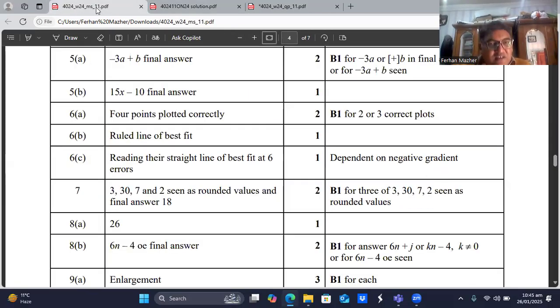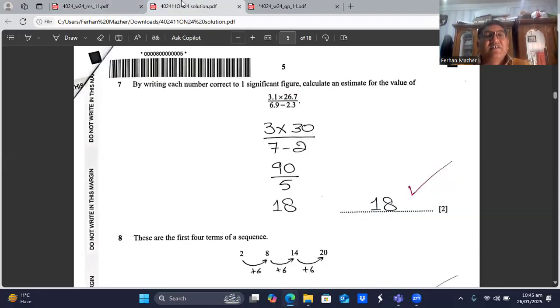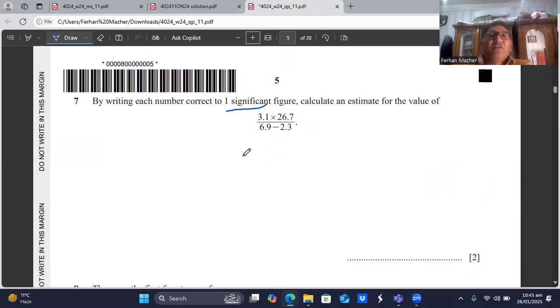And let's check. So 3, 30, 7, and 2 seen rounded values, final answer is 18. So my answer is right, sir. Okay. So we are going to the next question.